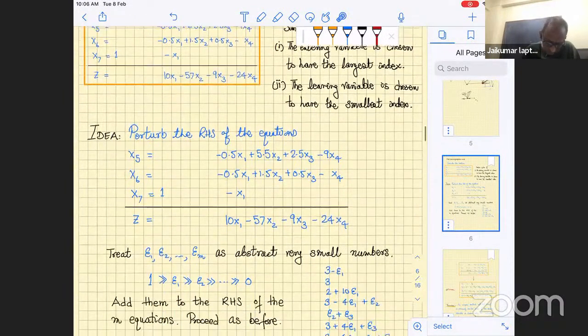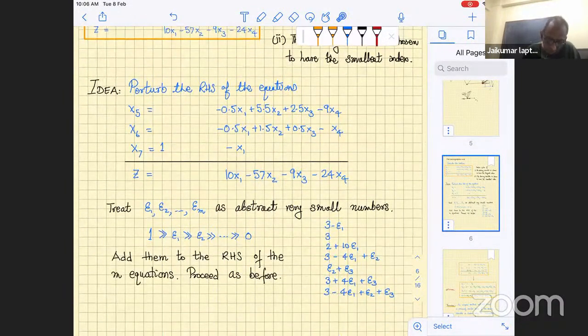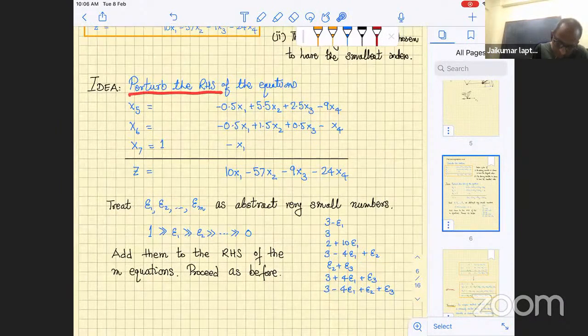So what is the lexicographic rule? We want to perturb the right-hand side here. Later on, all this perturbation will go away in our description of the algorithm. This is just the motivation for the lexicographic method.